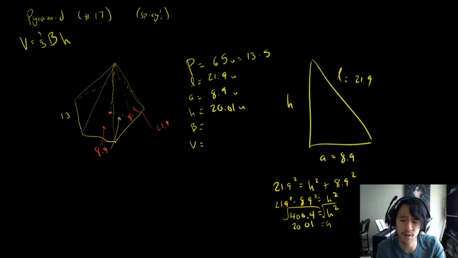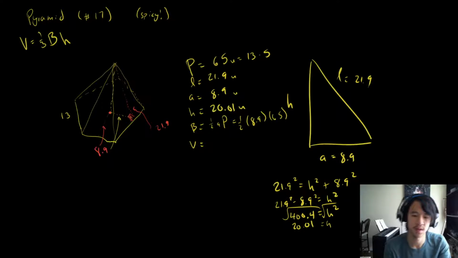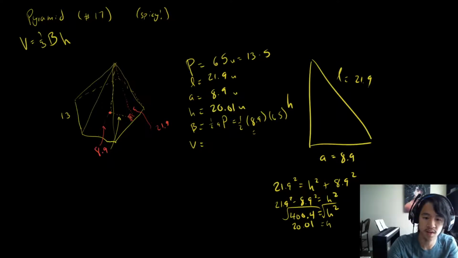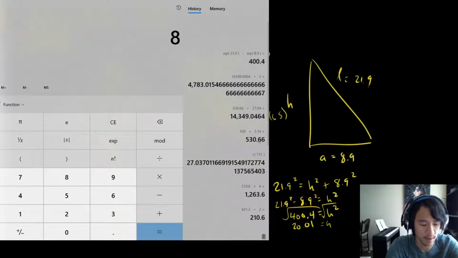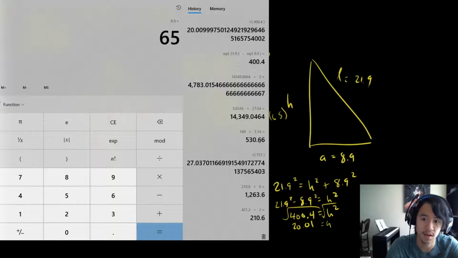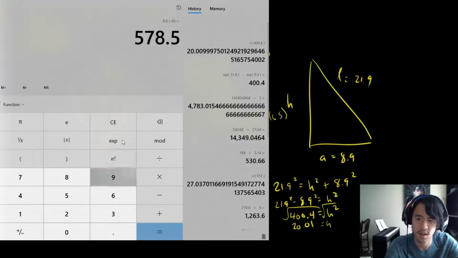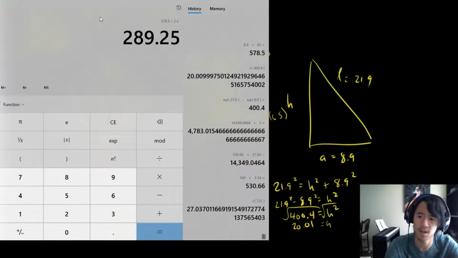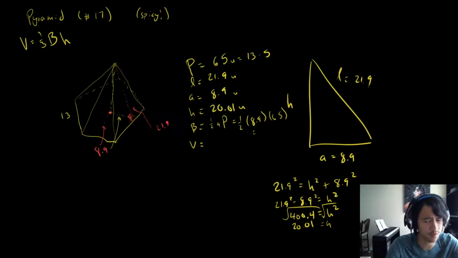So the area of our base is going to be 1/2 AP. So this is going to be our apothem, 1/2 times our apothem, which is 8.9, times 65. Let's go ahead and see what that is. So we have 8.9 times 65, and that divided by 2. 289.25. I feel like we've had that number a lot.